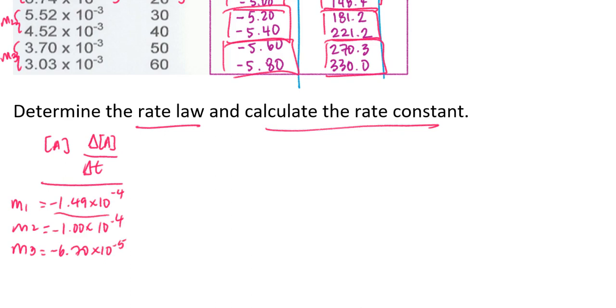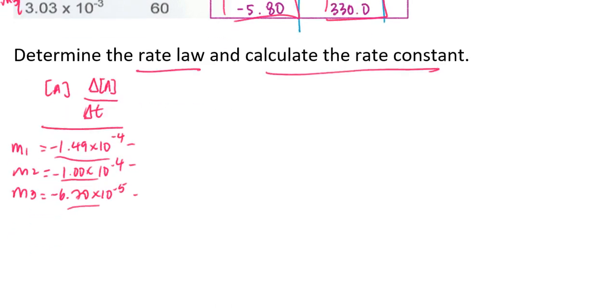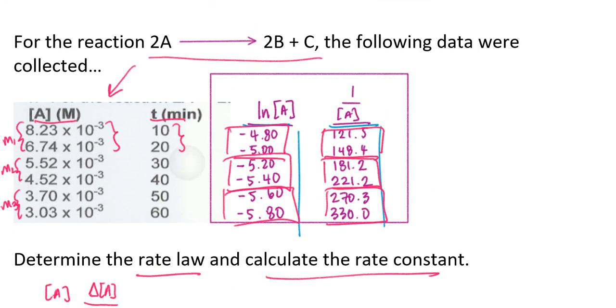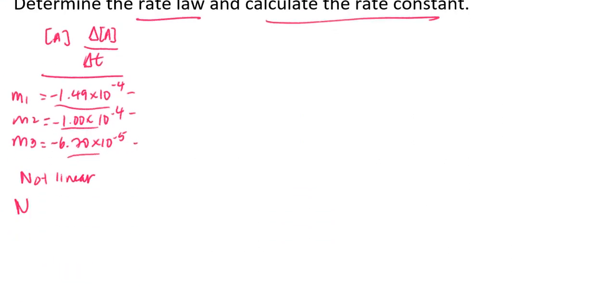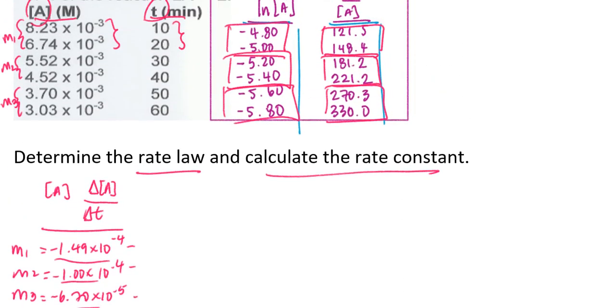Notice that these numbers are changing. Each of these values would represent slopes, and the slope is not constant. That means this is not linear. And since A versus t is not linear, we know for sure that it's not a reaction that's zeroth order with respect to the reactant concentration.